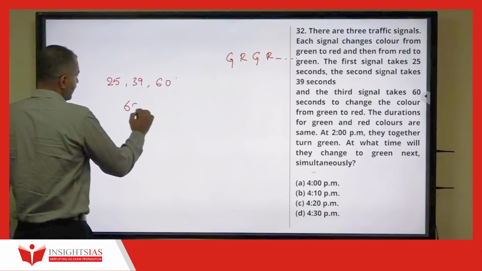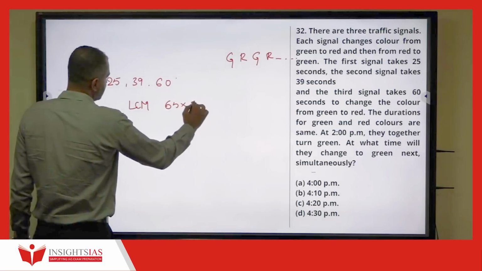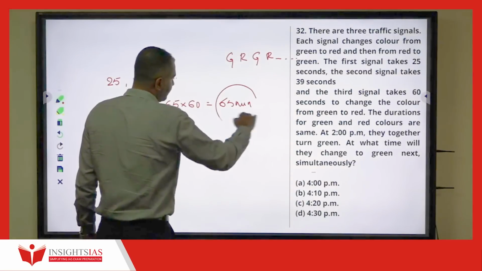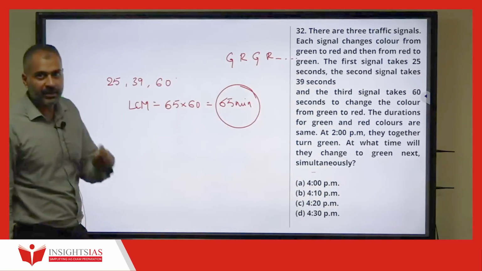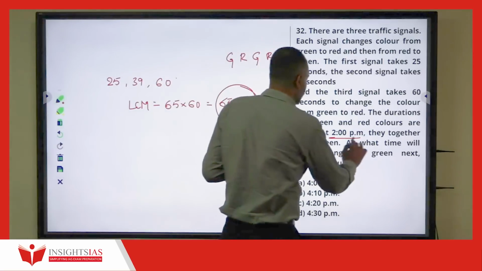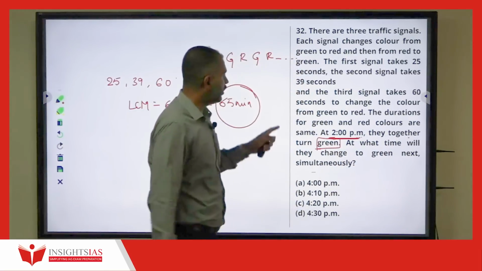So LCM is equal to 65 into 60, which is nothing but 65 minutes. So every 65 minutes the signal changes. Now, at 2 p.m. they together turn green. All the signals turn green.